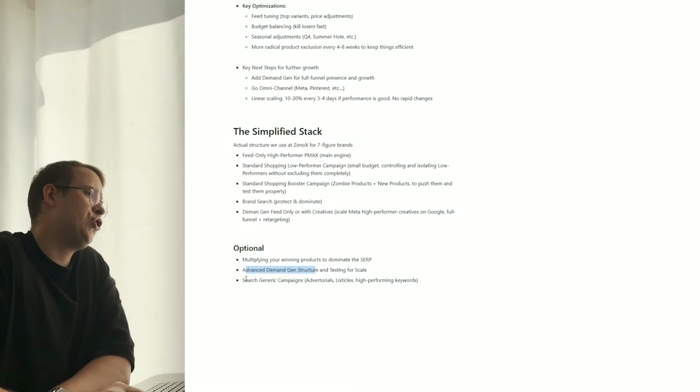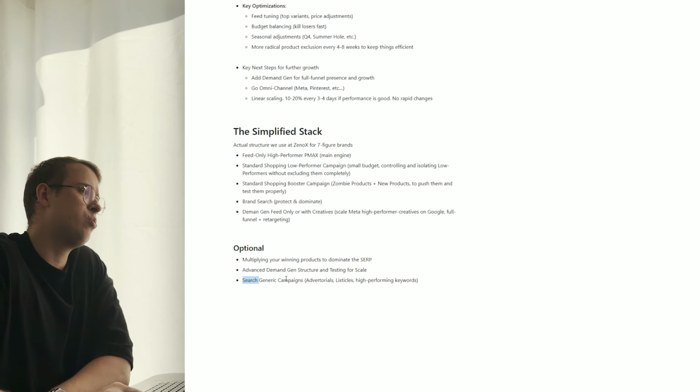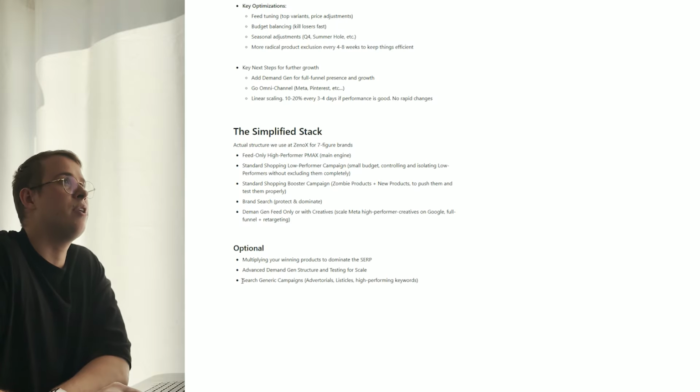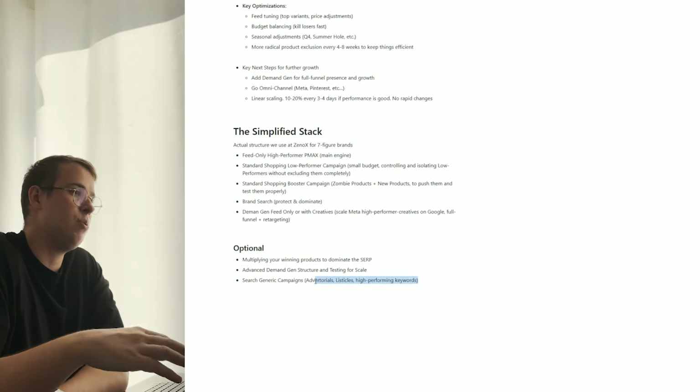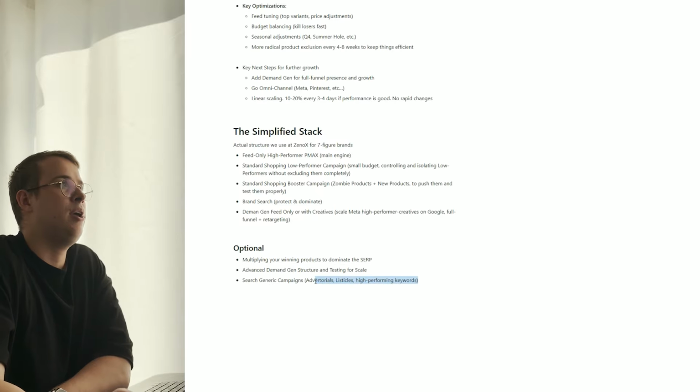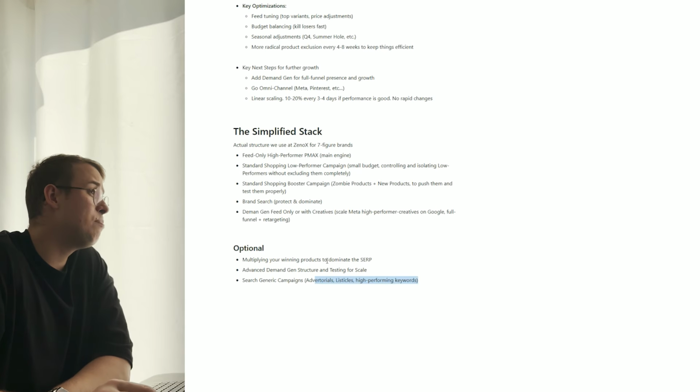And then also, which we don't use with our clients that much because of the niches we're working in, search generic campaigns where you can work with tutorials, listicles, your high performing keywords, testing a little bit there. Depending on a niche, you can scale this super hard as well, right? We have some clients where we utilize it quite a lot just because of the nature of the industry they're working in. So it works really well because there are certain high performing keywords everybody's looking for. And yeah, so we want to pop up on them, right? Makes sense. But that's basically it in a nutshell.